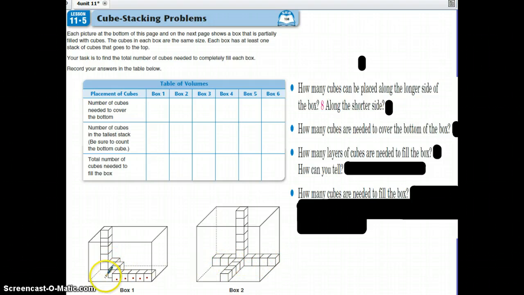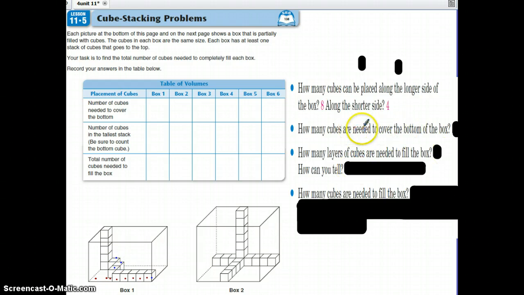And one here. 6. One here. 7. And one here. 8. How about along the shorter side? You should see 4. Let's count. Well, this would be 1. Here's 2, going back, 3 going back, 4 going back.